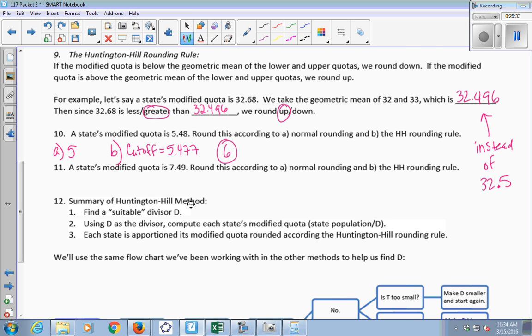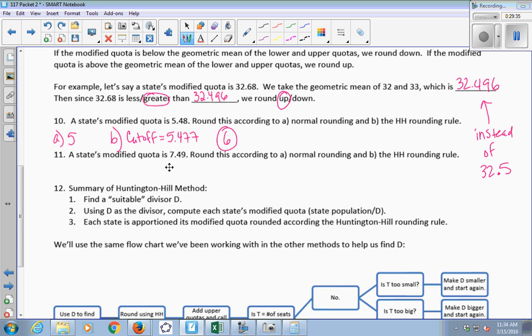All right, let's do another one. We have a state's modified quota of 7.49. This is the number we have to decide whether we're going to round up or down. Let's do normal rounding first. 7.49, which way would we go? Down to 7, because 0.49 is less than 0.5.